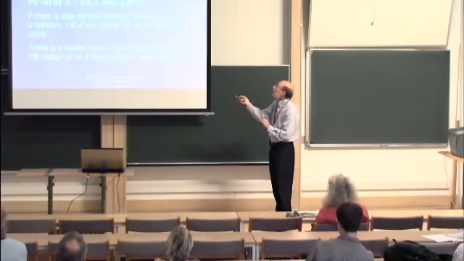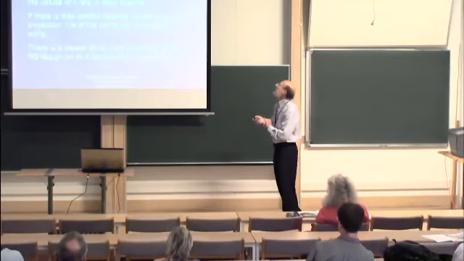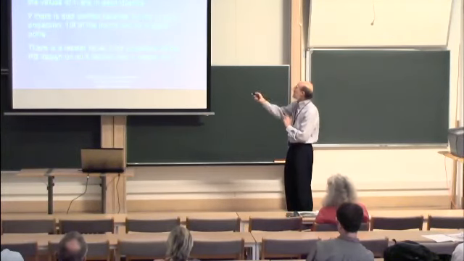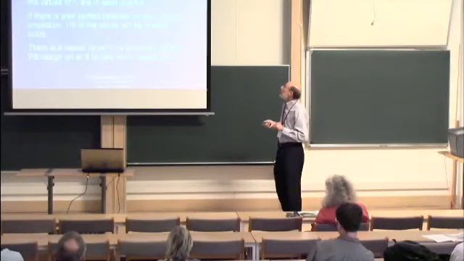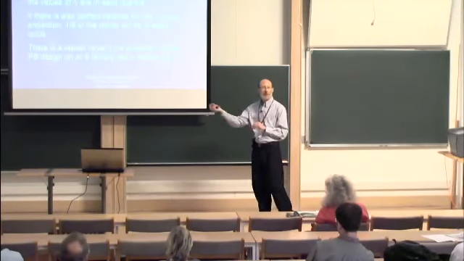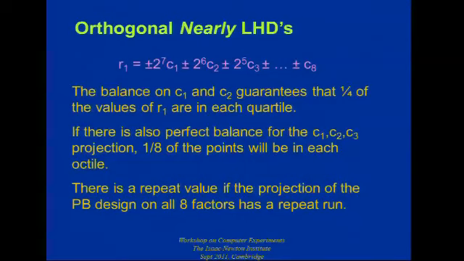We know for a Plackett-Burman that we have perfect balance between C1 and C2. That's a property of the Plackett-Burman. So we know that a quarter of the points are going to be in every quadrant for each univariate, for each of the new factors. Okay. So that's already some nice balance.